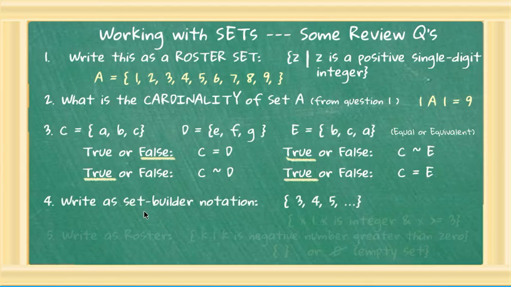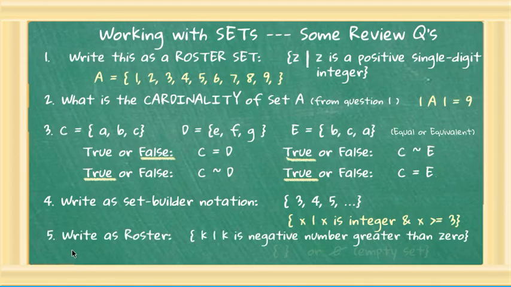Write as set builder notation. They give us a roster of 3, 4, 5, dot dot dot. How would we write that in set builder notation? We start out with all x such that, and here we describe what conditions have to be met. x is an integer because they're counting by ones, and x must be greater than or equal to 3.